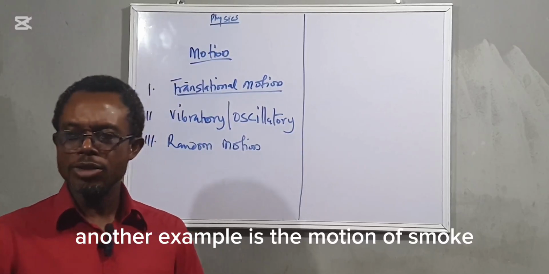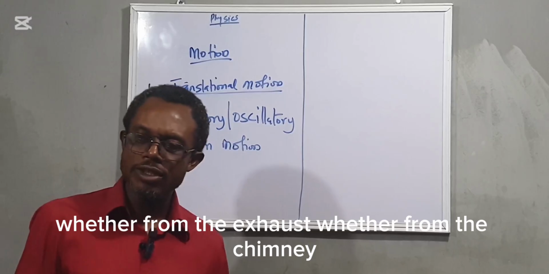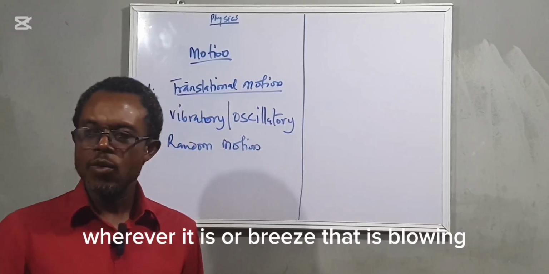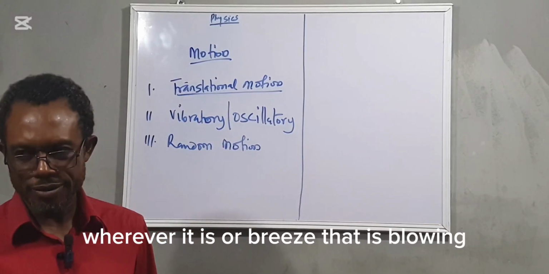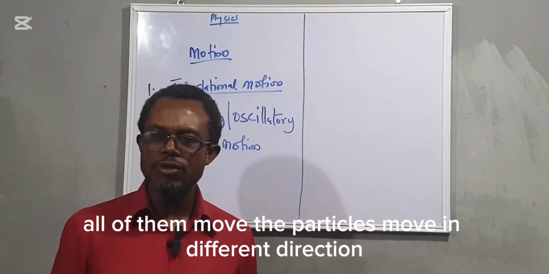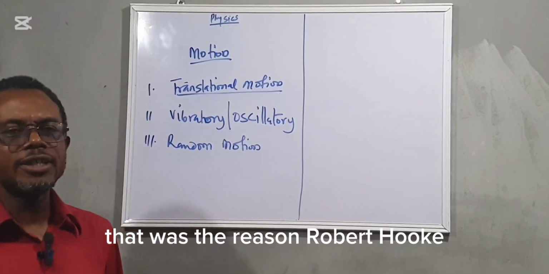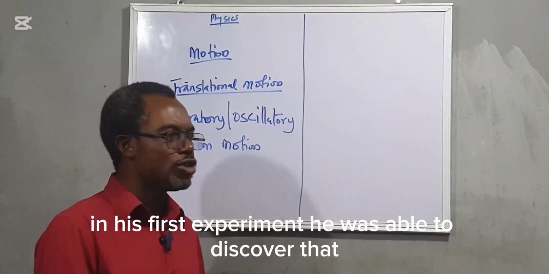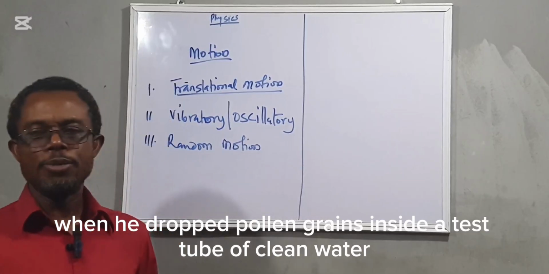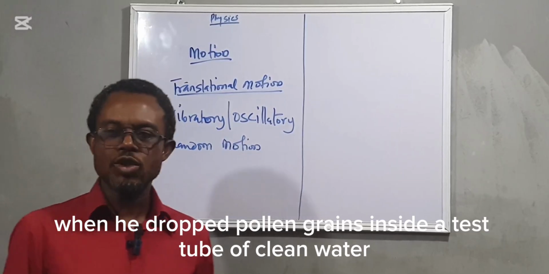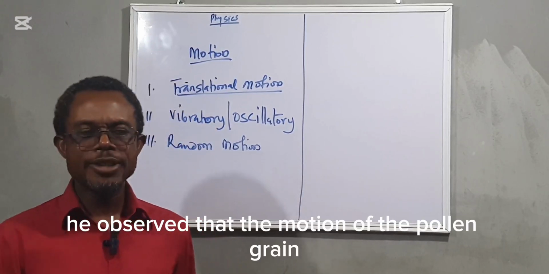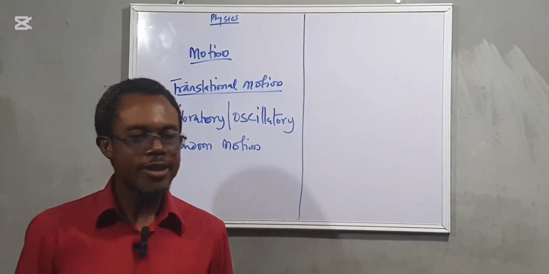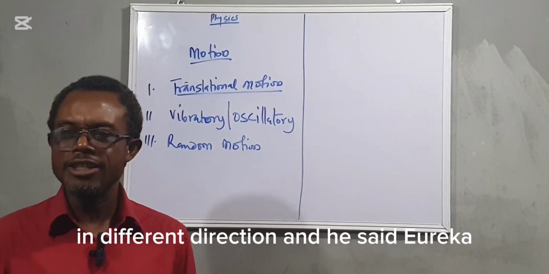Another example is the motion of smoke, whether from the exhaust, from the chimney, from a local fire setting, wherever it is, or breeze that is blowing. All of them move, the particles move in different directions. That was the reason Robert Brown, in his first experiment, was able to discover that when he dropped pollen grains inside a test tube of clean water, the motion of the pollen grains was not following a definite pattern. They were moving in different directions.